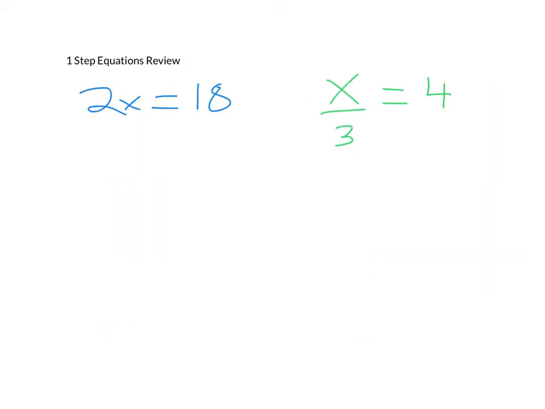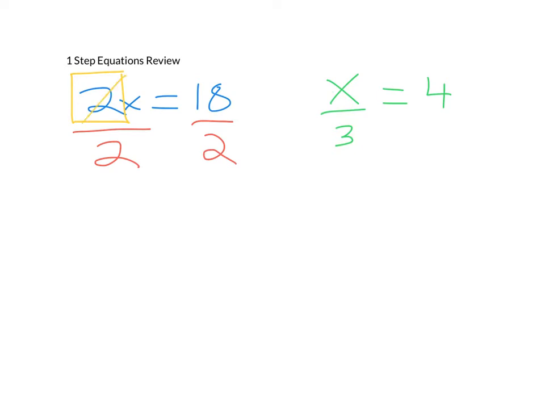Next we have 2x equals 18 and x over 3 equals 4. In our first question, our 2 here is attached to the x. That means that we are multiplying. So the opposite operation of multiplying is dividing. We will divide by 2, and we will divide by 2.